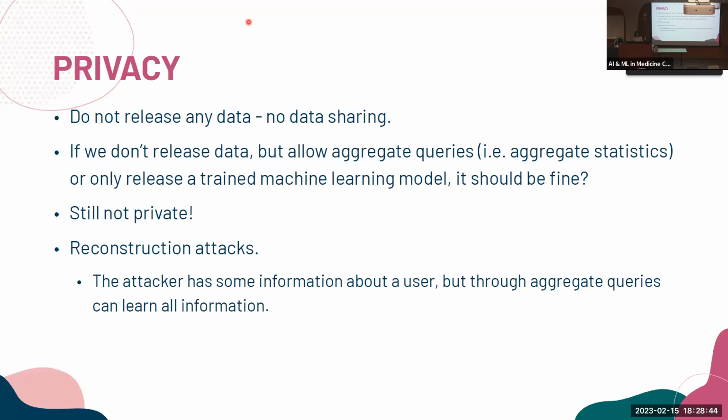Or even, let's be even more careful, we'll have a black box thing. We'll only allow people to submit inputs and we'll only give them outputs. That should certainly be private. Well, it turns out even that is not really sufficient. So if we're just talking about aggregate queries, you can have reconstruction attacks.